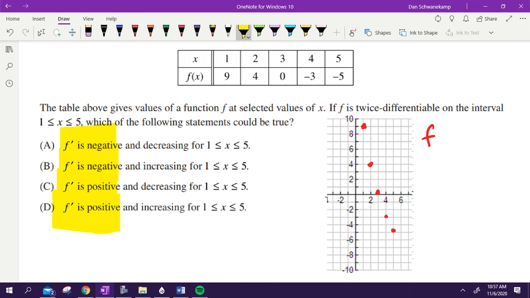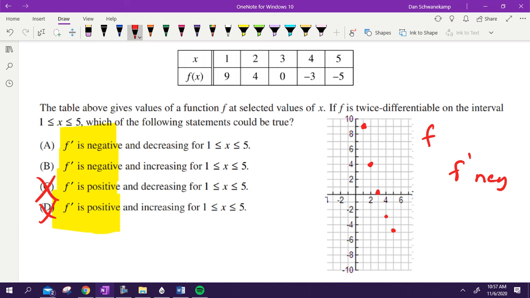This is a graph of f. What would I look for on f to talk about f prime? Slope. What is true about the slope on this graph? The slope is negative. Careful. The slope is negative. So if the slope is negative, it's not C or D because slope is negative. F prime is negative because the slope is negative.